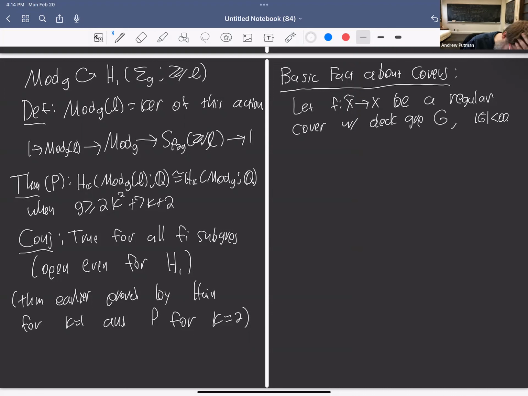I'm going to state this for cohomology. Let's take the kth cohomology of the cover with rational coefficients, and let's take the G-invariants. That's what that superscript means: just G-invariants.